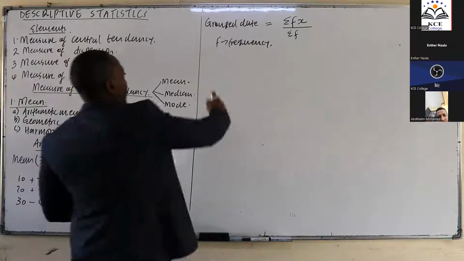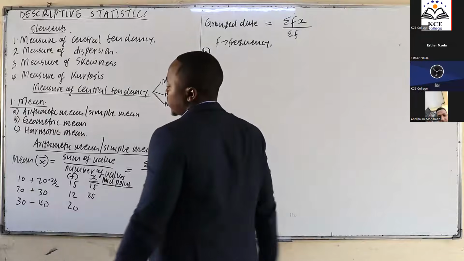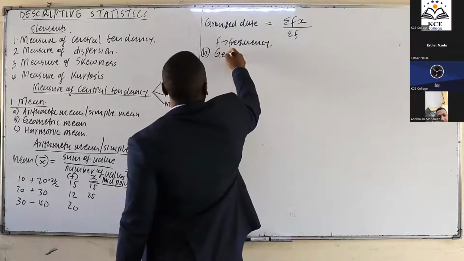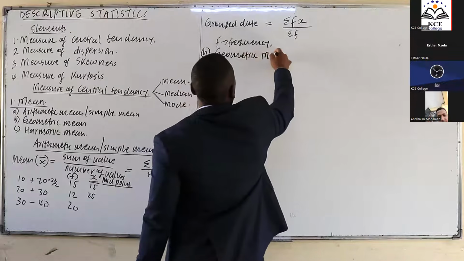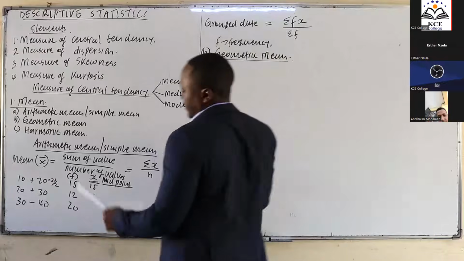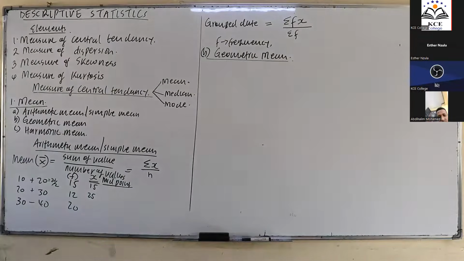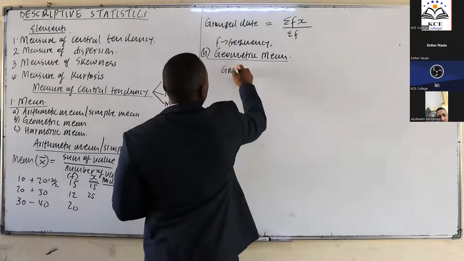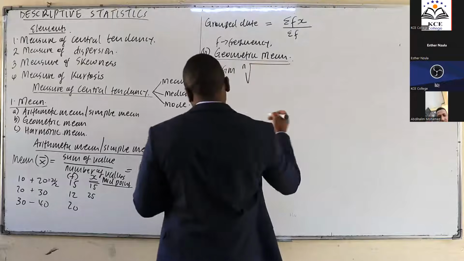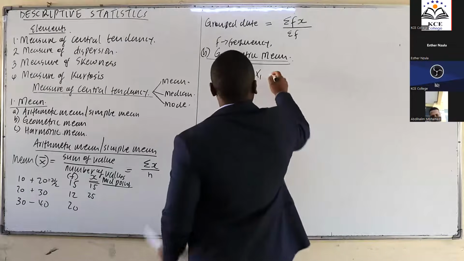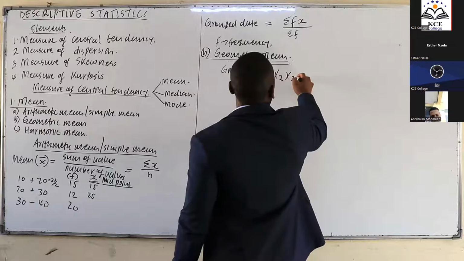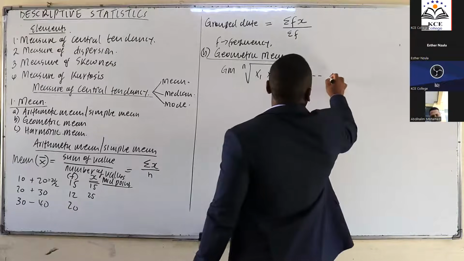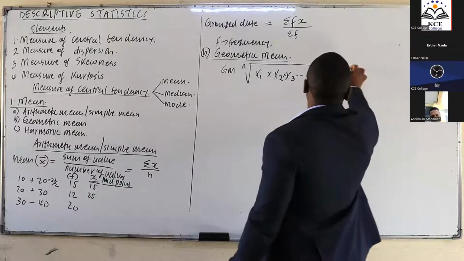Then number B, we have the geometric mean. First of all, we discuss all of them before we do some illustration. So how do you get the geometric mean? This is the nth root of the product of n values in a set of data, and it's computed as follows. Geometric mean is all about determining the nth root. To determine it, you take the nth root of the values: x1 multiplied by x2, multiplied by x3, and so on up to xn, all the values, and then you get the nth root.